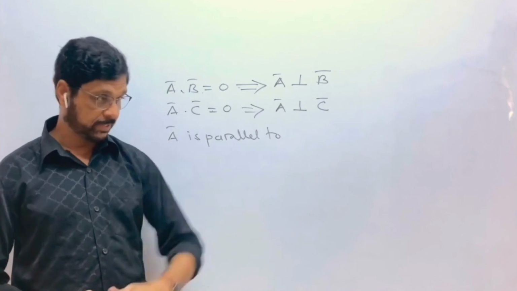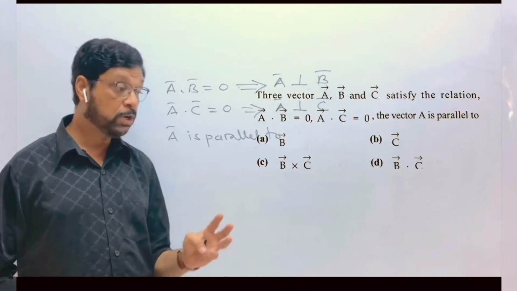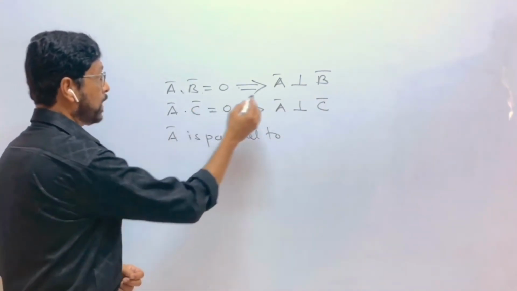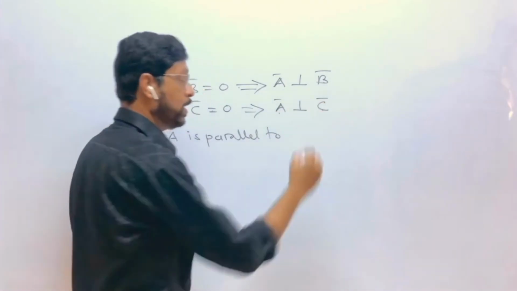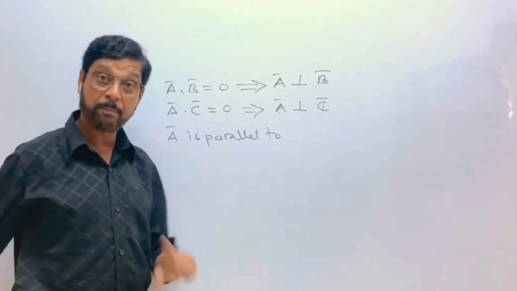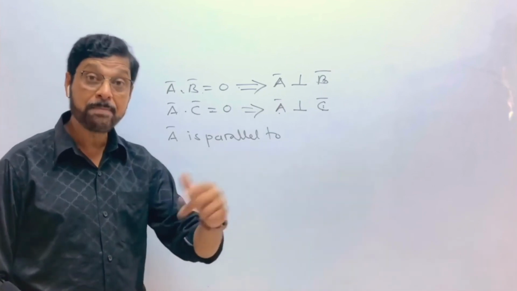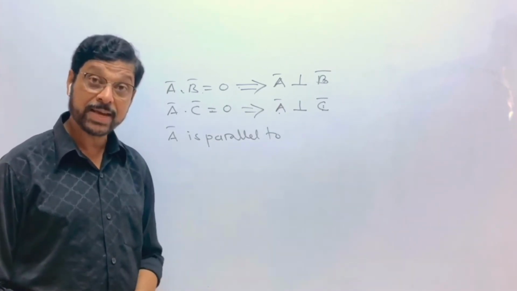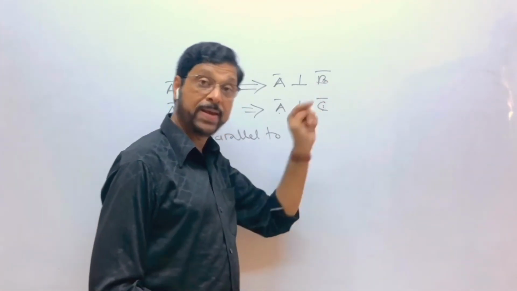Now check the options. B, C, not correct. B cross C, B dot C. Okay. Vector A is perpendicular to B and vector A is perpendicular to C. Means B and C are parallel to each other, right? Or they are in the same plane, either parallel to each other or they are in the same plane. So vector B and C are in the same plane.